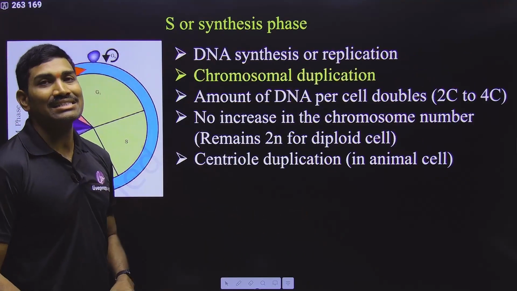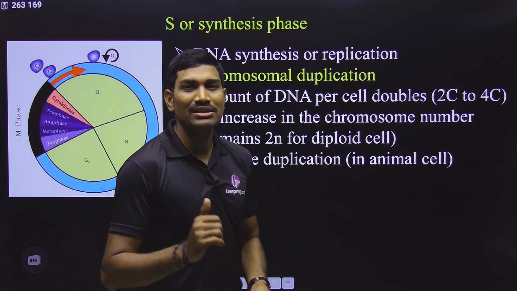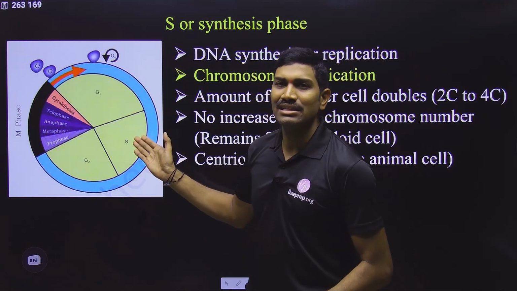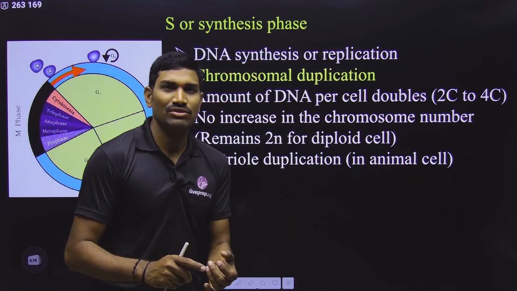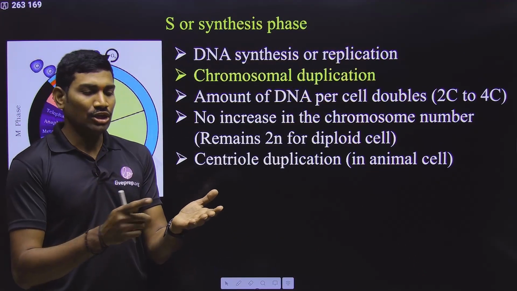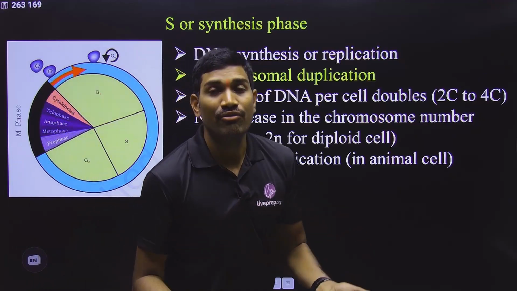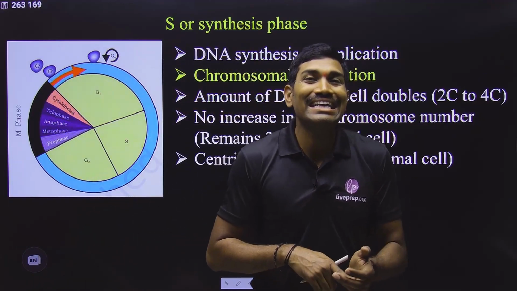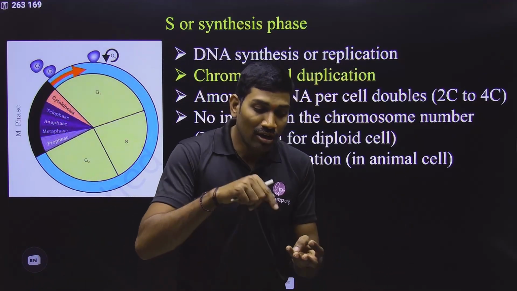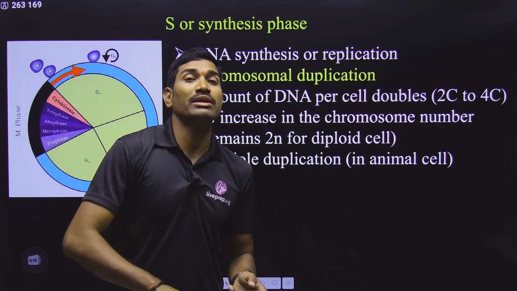Next one. The S phase is also called the synthetic phase. What is synthesized here? DNA is synthesized in this particular phase. So please observe this. DNA is synthesized, so sister chromatids are formed. Please remember, only DNA cannot form the chromatid. Along with the DNA, histone proteins are also required.